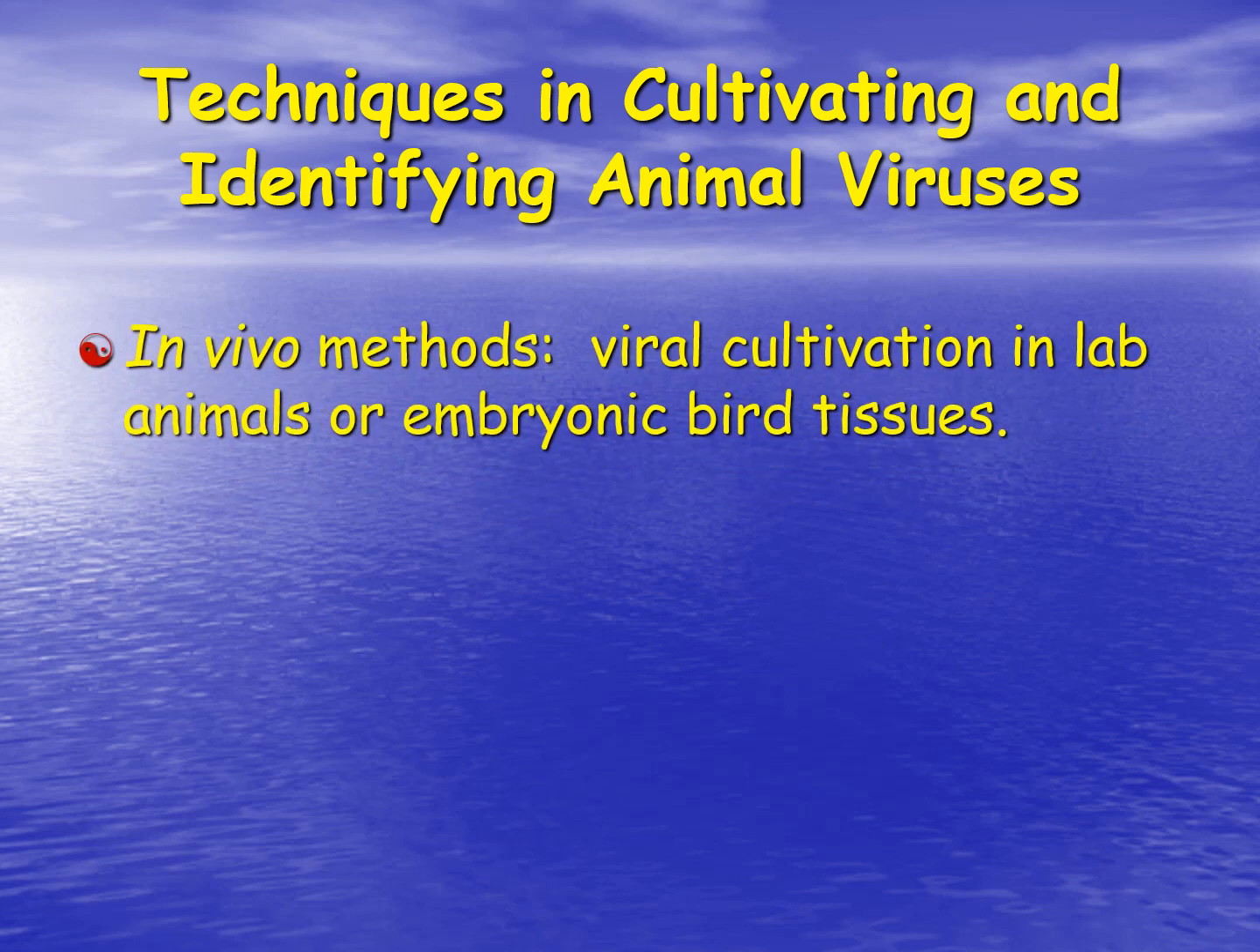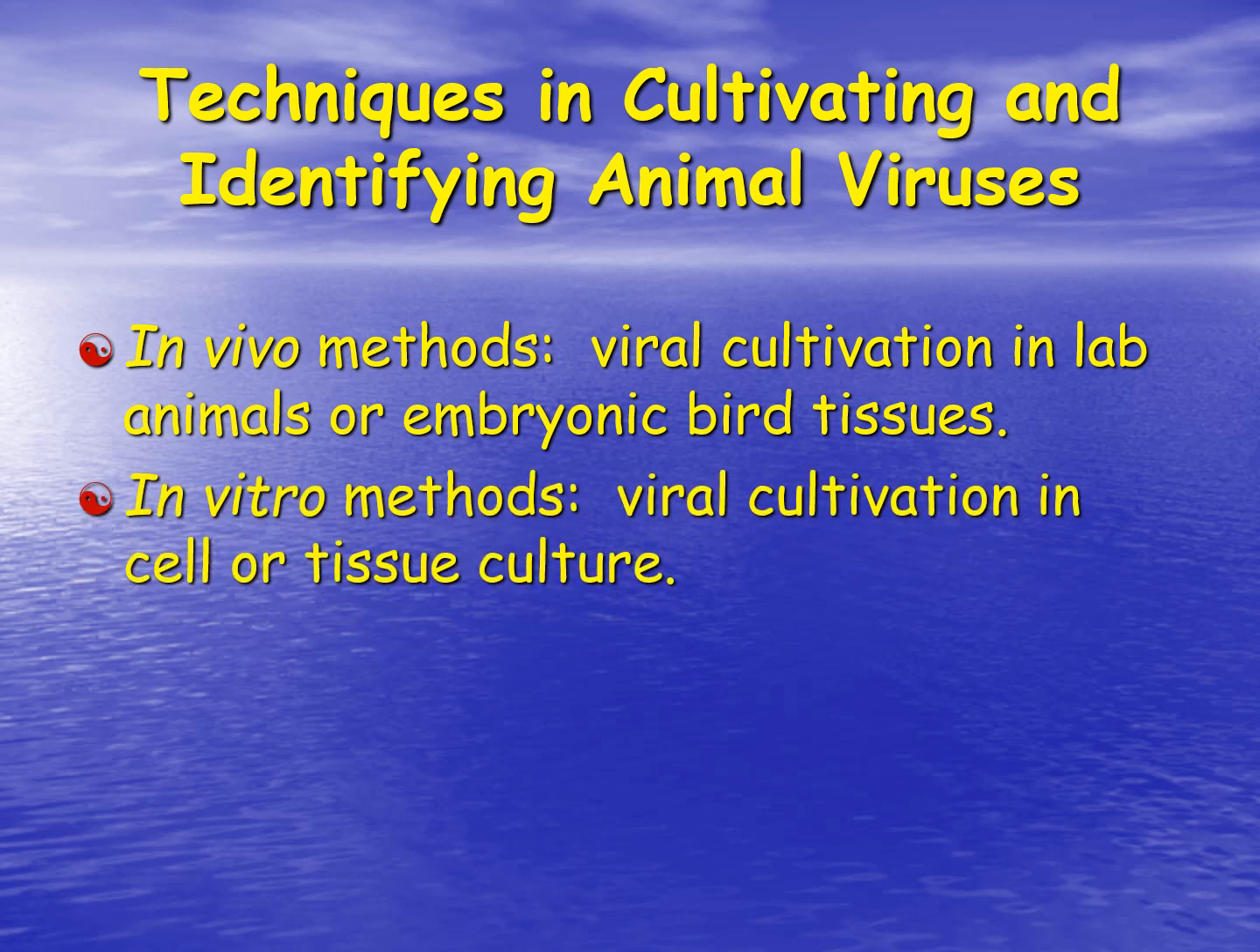Now, viruses cannot be cultured like bacteria within the laboratory. We can only replicate viruses in living host cells. So in vivo, literally meaning in life, viral cultivation has to be done in either laboratory animals or embryonic tissues of some sort. And usually we use chick embryos. In vitro, which means not in the living organism, the viral cultivation is done in cell or tissue cultures. The viruses have to get inside living host cells, but these cells or tissues are actually grown in artificial culture.